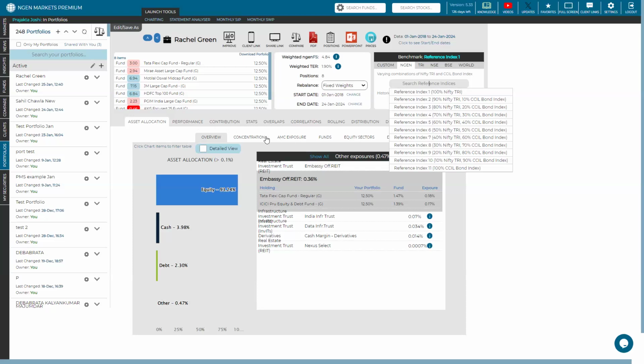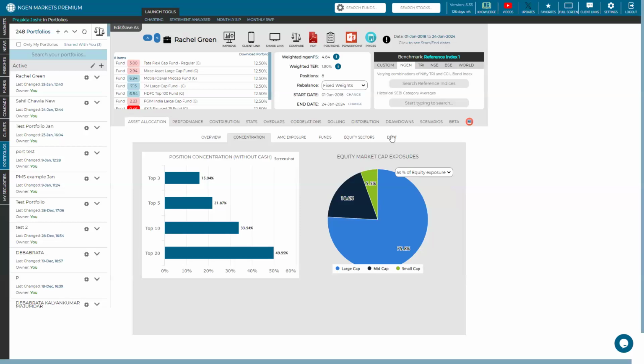But as we just saw, the current concentration or the current exposure in the portfolio was between large, mid, and small. Therefore, what you can practically do is go here to custom benchmarks and build a benchmark which is respective or relevant to your portfolio, depending upon its exposure. Of course, this is the current exposure.